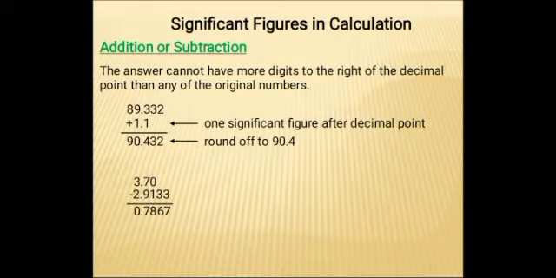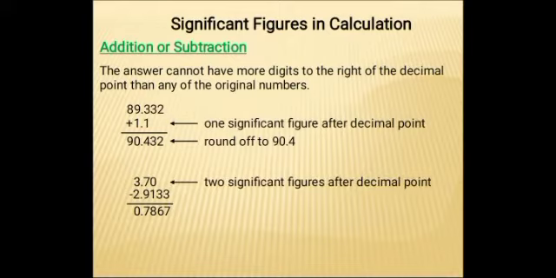Next is subtraction, also in the same way. So the answer has two significant figures in the upper one, but in the lower one there are four digits after decimal. So we will prefer the smaller one. So this also we need to calculate in this way. Now you can see here 0.7867 is the answer, but rounded off it is written 0.79. Whereas in the addition 90.432 is there, but it is written 90.4.